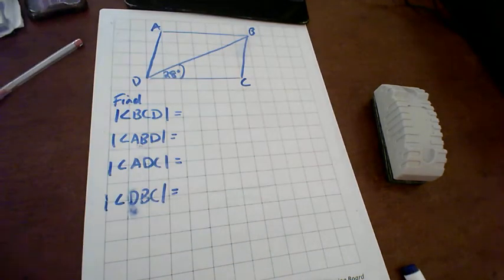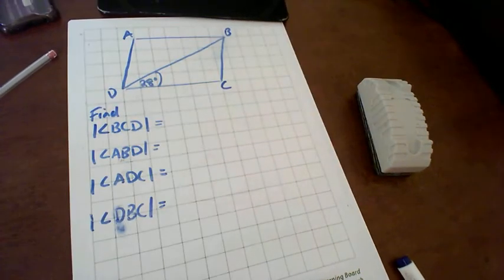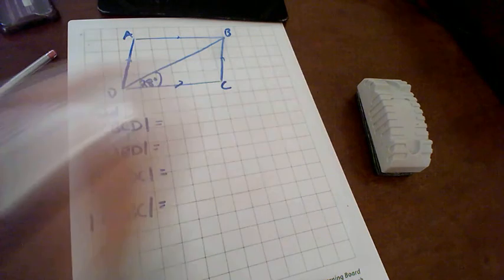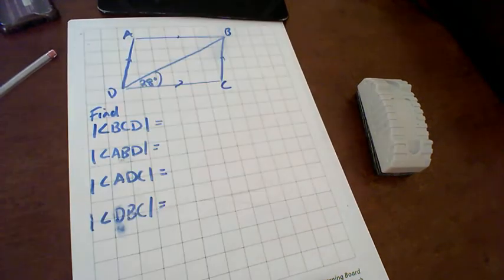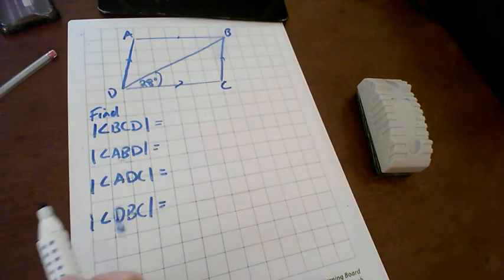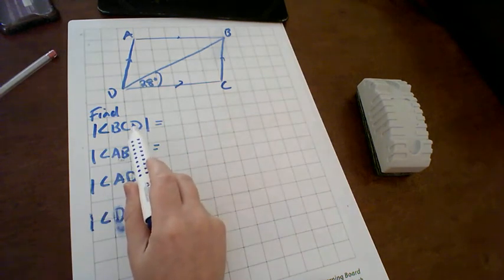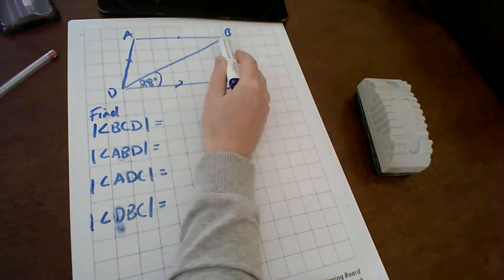Okay, so the example, it gives you a parallelogram. Yeah, it calls it a parallelogram. So we know if it's a parallelogram that this side is parallel to this side, and we know that's equal to that, that's equal to that. But it's talking about angles, so I don't think the lengths are going to be necessary. So find BCD.